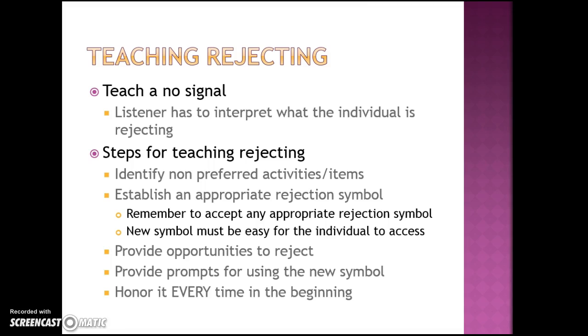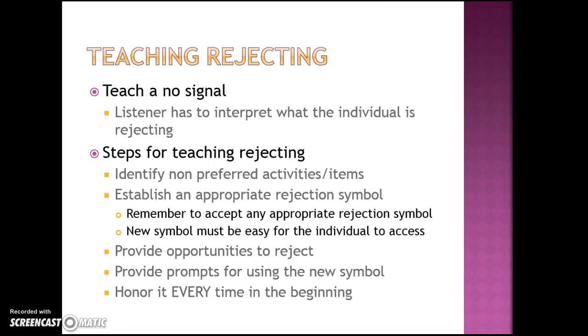It has to be easy for the individual to access. It can't be buried on the third layer of vocabulary in their device. It needs to be right there all the time, always accessible. Because when somebody is irritated and done, you want them to be able to tell you that before they get to the point where they're overwhelmingly done. So choose what your symbol is going to be, make sure it's easy to access, and then provide various opportunities to reject.